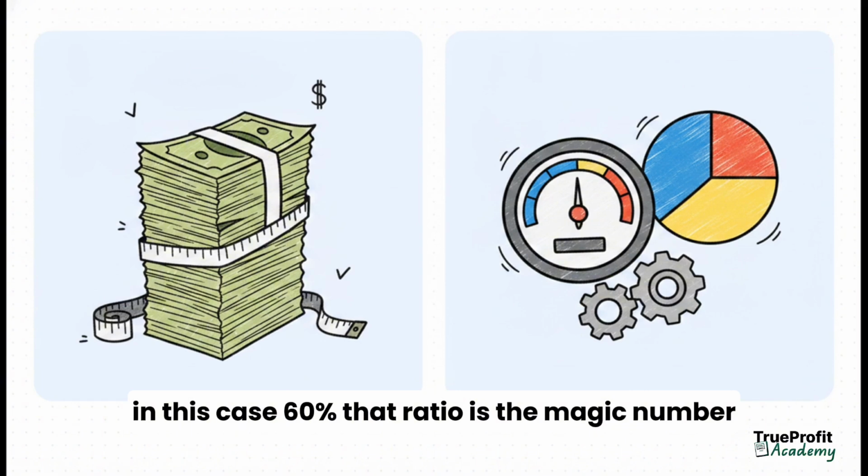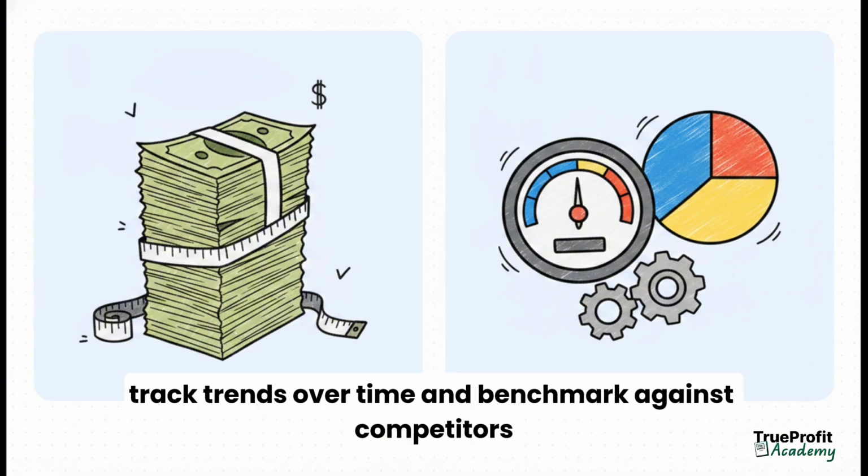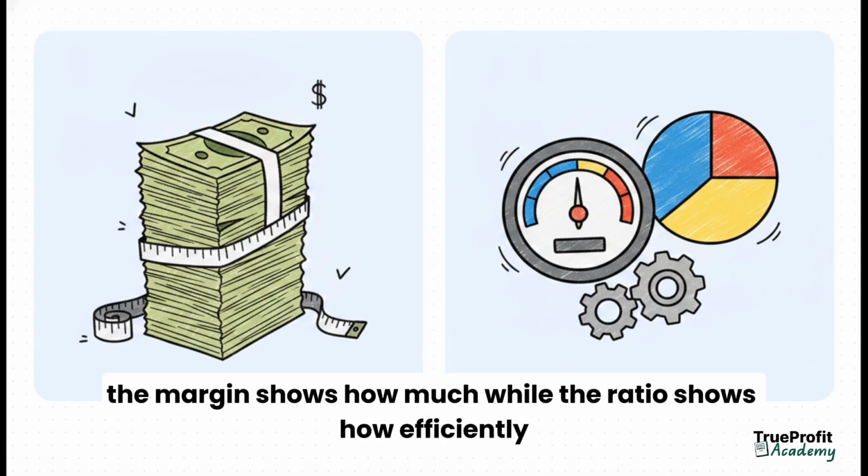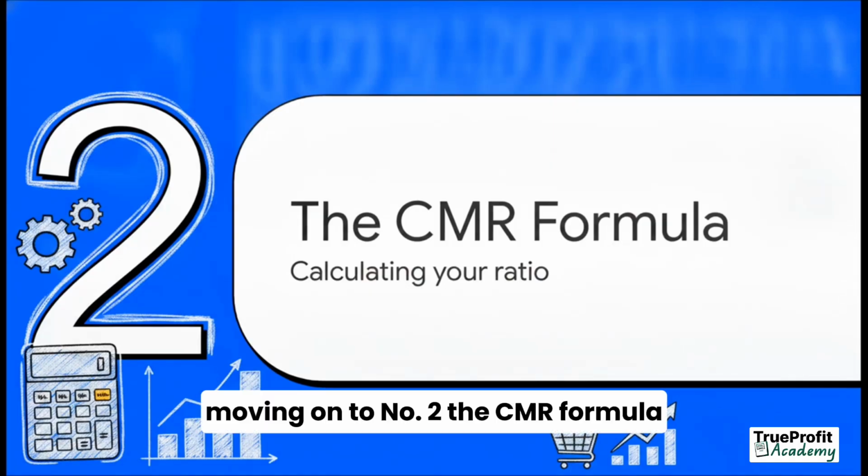That ratio is the magic number that lets you compare different products, track trends over time, and benchmark against competitors, totally regardless of your overall sales volume. Simply put, the margin shows how much, while the ratio shows how efficiently. Moving on to number 2, the CMR Formula.